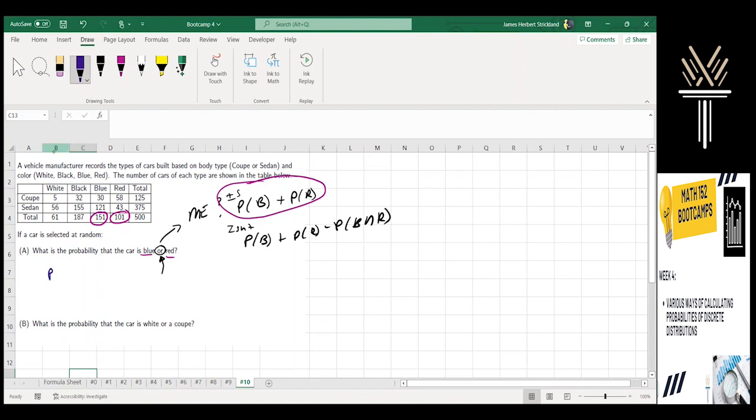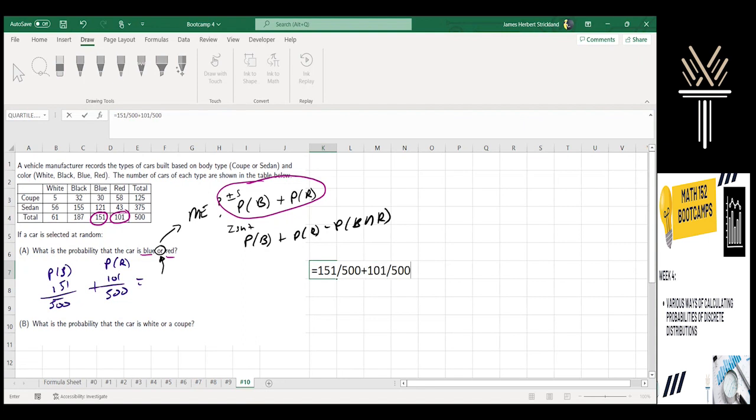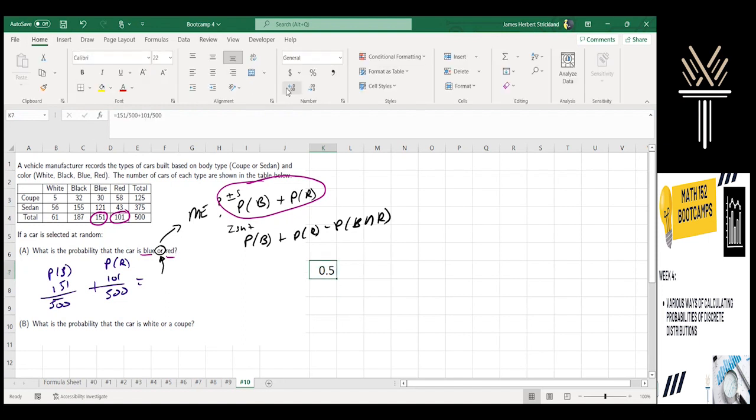So probability of blue, that's 151 out of 500. Probability of red, that's 101 out of 500. And because they're exclusive, adding them will be sufficient. So 151 out of 500 plus 101 out of 500. And there we go. Always check your decimals because Excel likes to round things off. And look at that, it's not exactly 0.5.